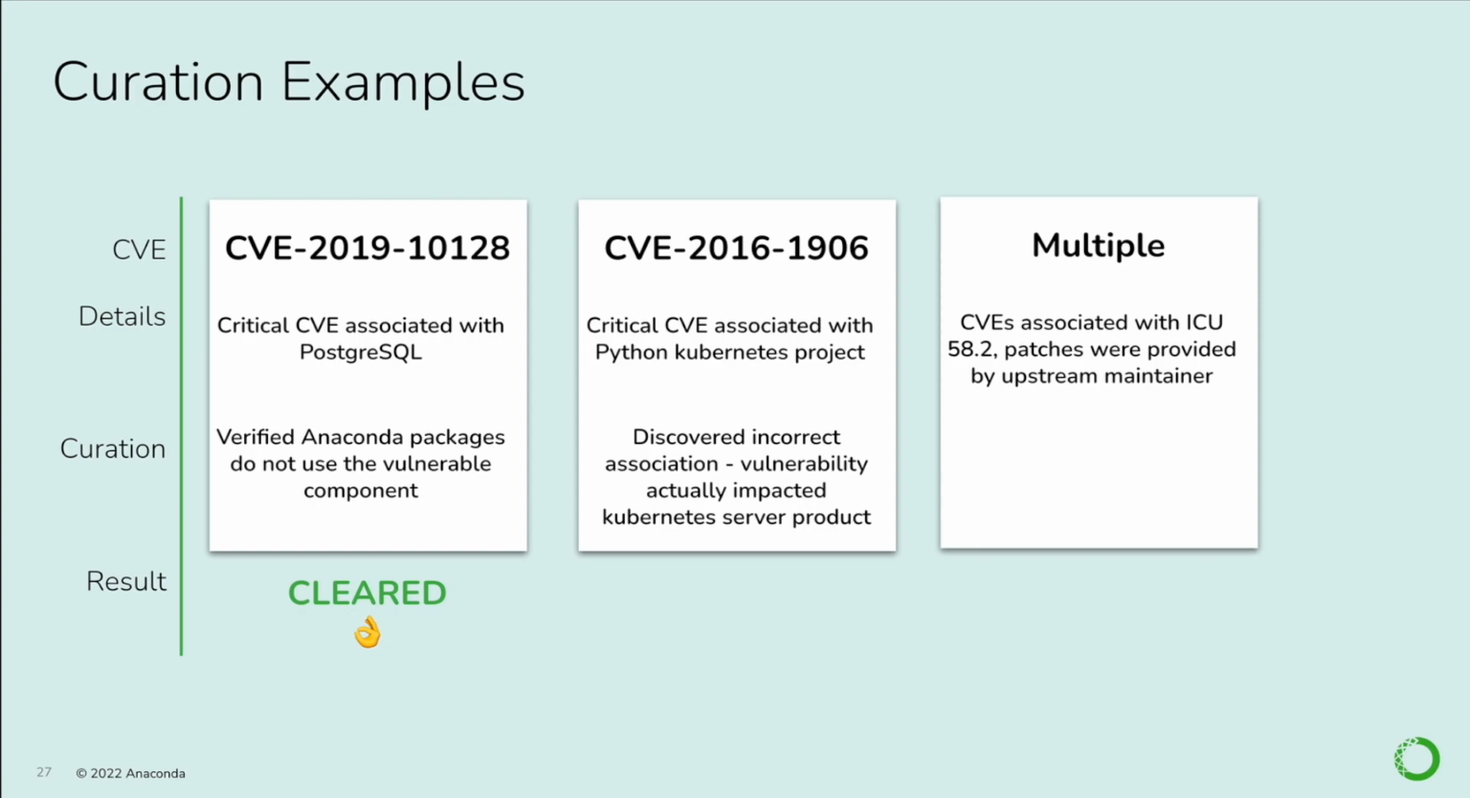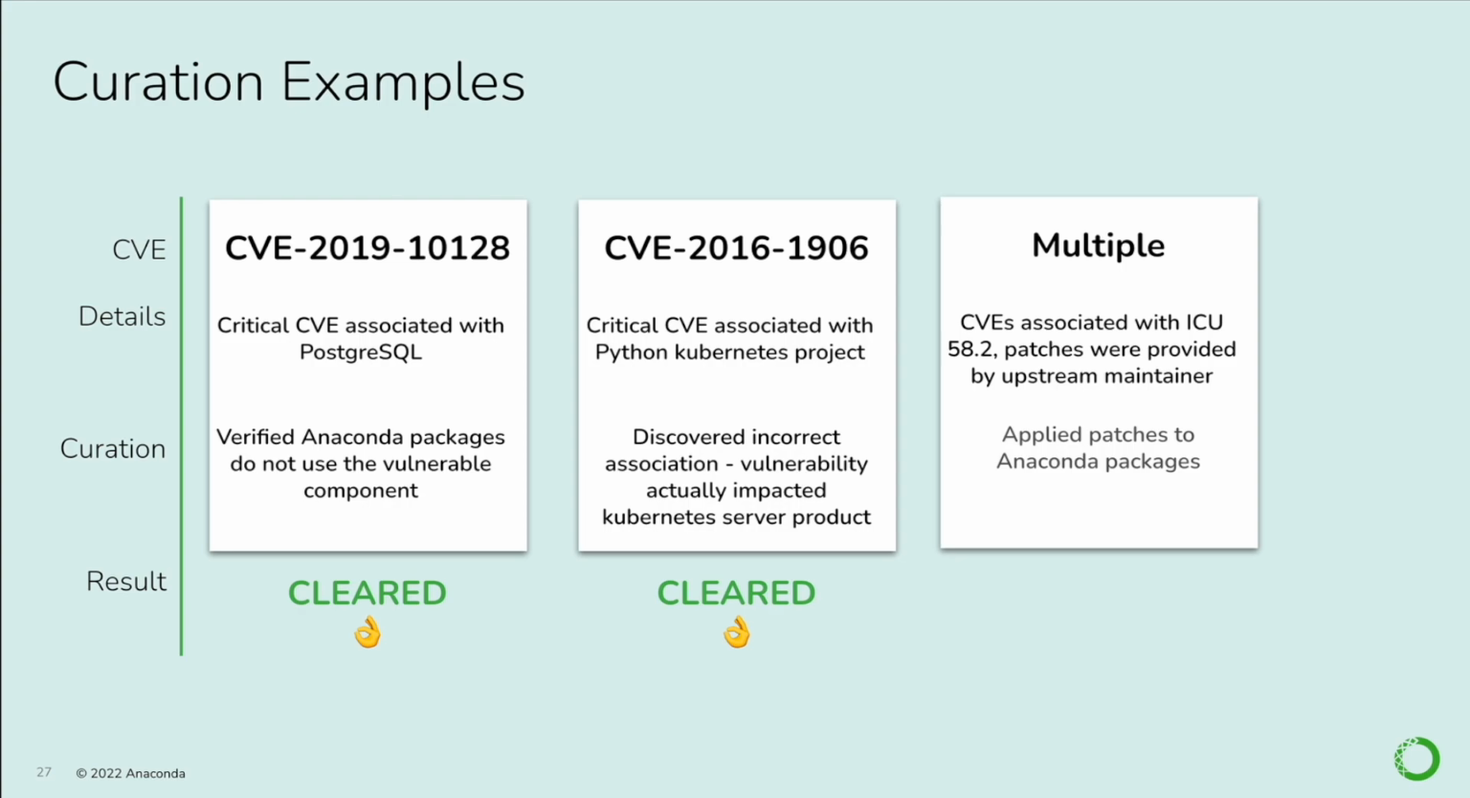And so the CVE in the middle is a good example of what happens when a package is incorrectly categorized. What we discovered is this was incorrectly associated with a package. In fact, it was a dependency of it, right? And the dependency was a separate component altogether from Python itself, right? So in that example, what we've done is clear the original CVE because it was incorrectly attributing a CVE in the first place.